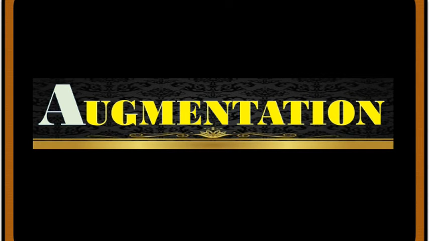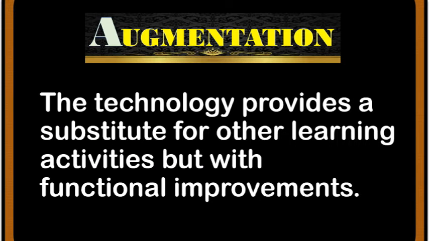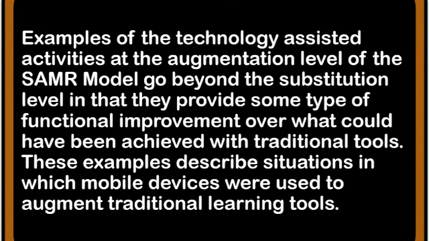Next is augmentation. In augmentation, the technology provides a substitute for other learning activities, but with functional improvements. Examples of the technology-assisted activities at the augmentation level of the SAMR model go beyond the substitution level in that they provide some type of functional improvement over what could have been achieved with traditional tools. These examples describe situations in which mobile devices were used to augment traditional learning tools.